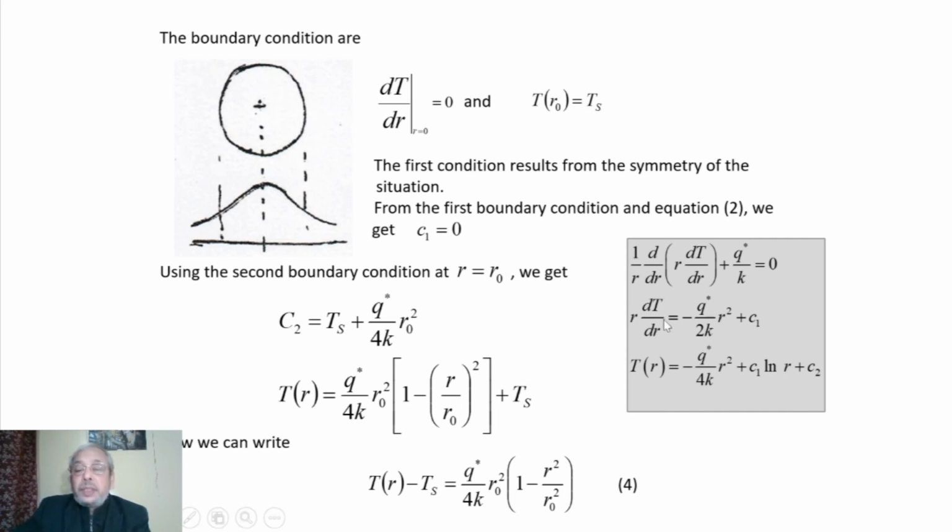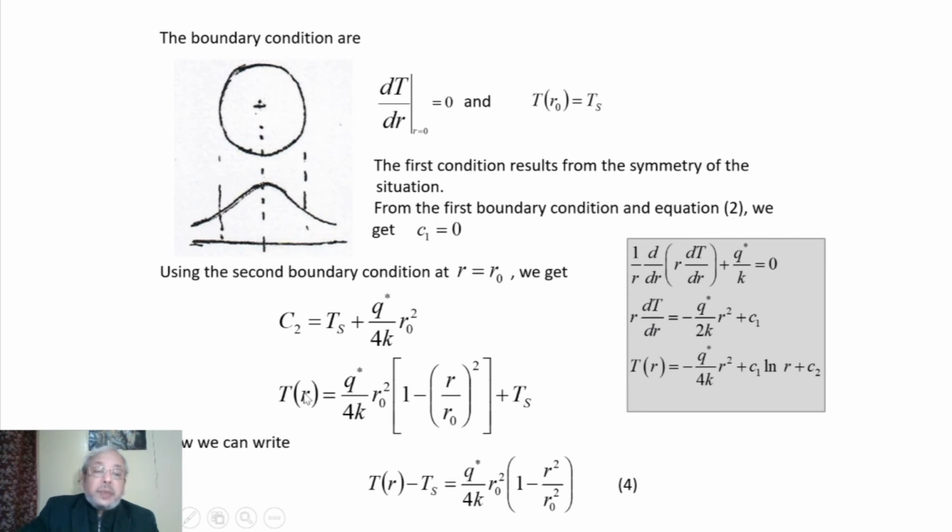At R equal to 0, dT/dr equal to 0, so C1 equal to 0. Now, using the second boundary condition at R equal to R naught, T equal to Ts. So we get C2, since we have found C1 equal to 0, from this equation: C2 equals Ts plus Q star by 4K into R naught square. So C1, C2 both have been found out.